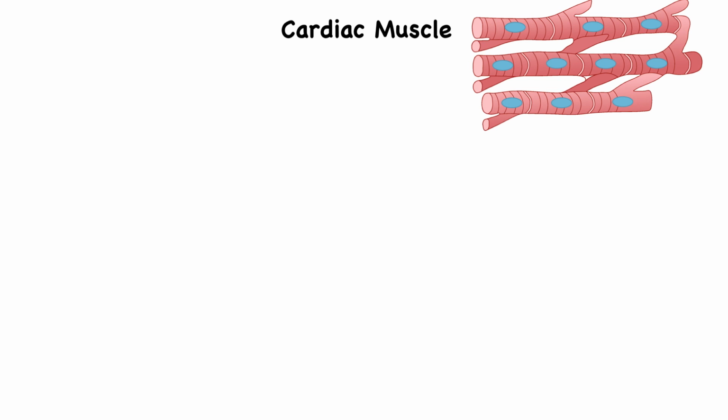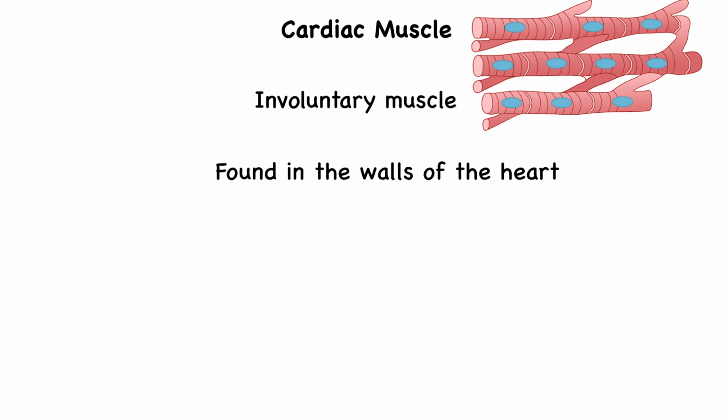Cardiac muscle is an involuntary muscle, which means we don't consciously control our heartbeat. This muscle is found in the walls of the heart and is used for contraction so that blood can be pumped through the heart and delivered to the body.